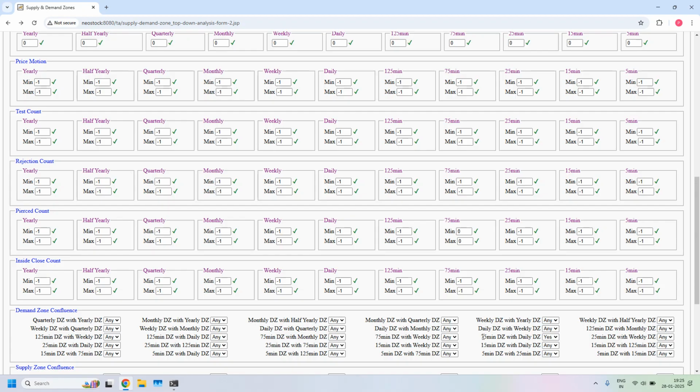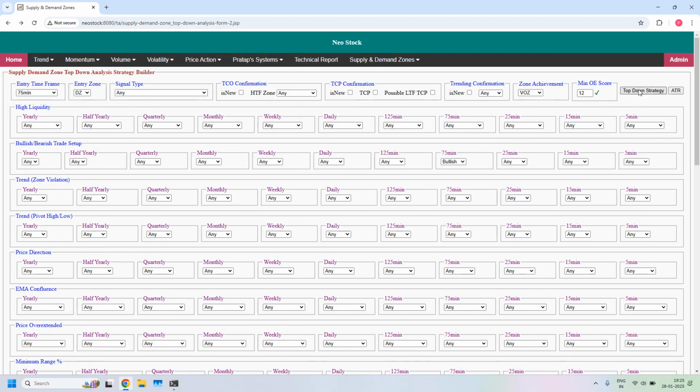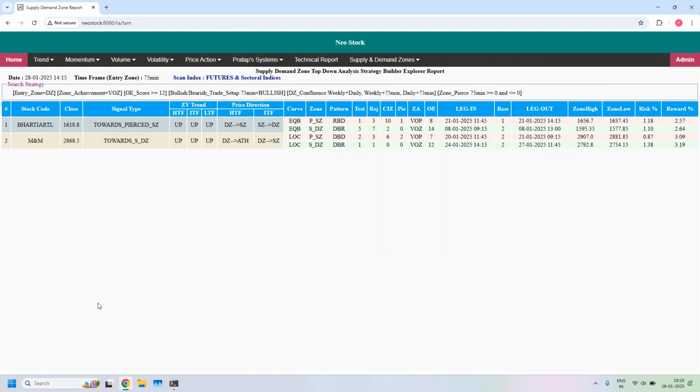First filter is already enabled, 75 with daily zone confluence. Second filter, 75 minutes demand zone with weekly demand zone confluence. Third filter, daily demand zone with weekly demand zone confluence. With all the three filters, we got two stocks.